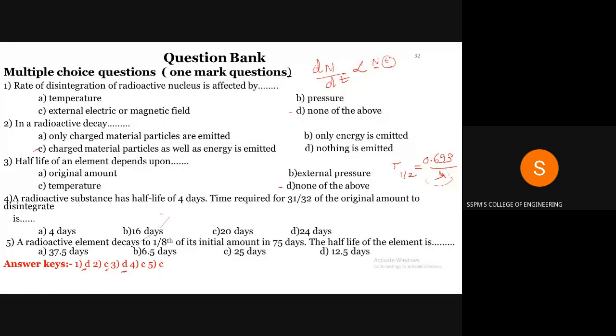Now the fourth one. A radioactive substance has a half-life of 4 days. The time required for 31 out of 32 of the original amount to disintegrate is, so we can solve this with the help of the relation T half equals 0.693 upon lambda.